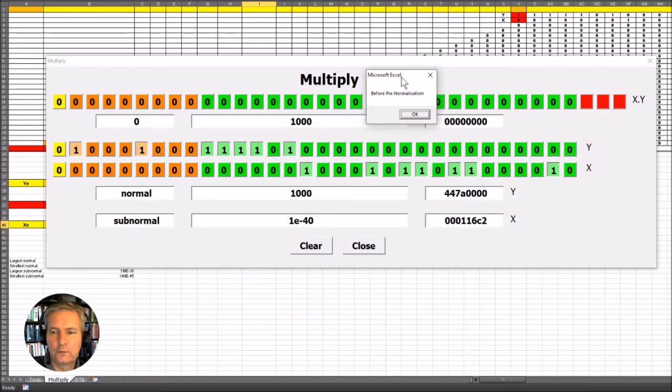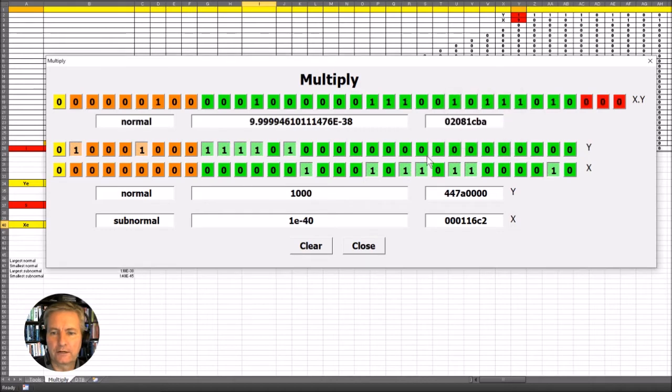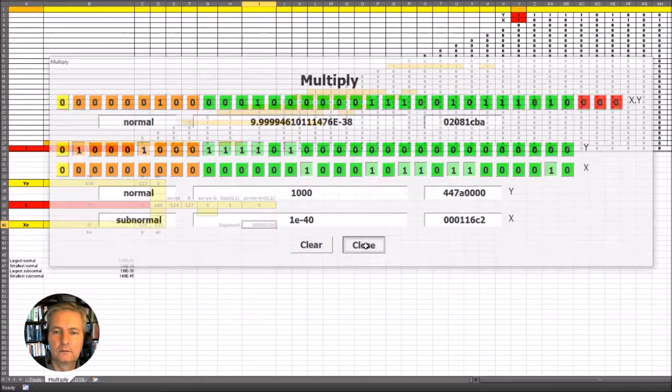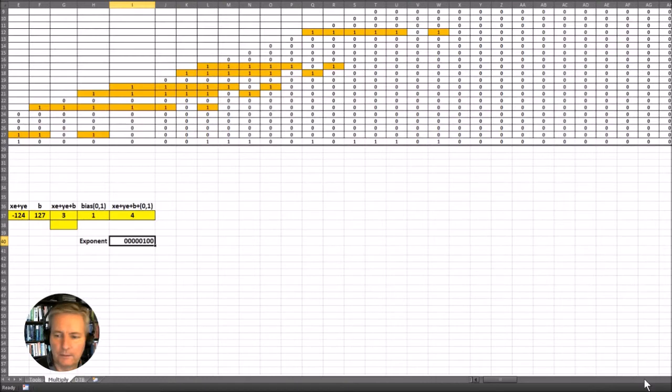So now if we press OK in this, it'll actually run through the multiplication and it's generated the correct answer. We've got our exponent here and our mantissa here. So we'll go now and see how we generated that exponent and generated that mantissa. I'll zoom in a bit in this so we can see it a bit better.